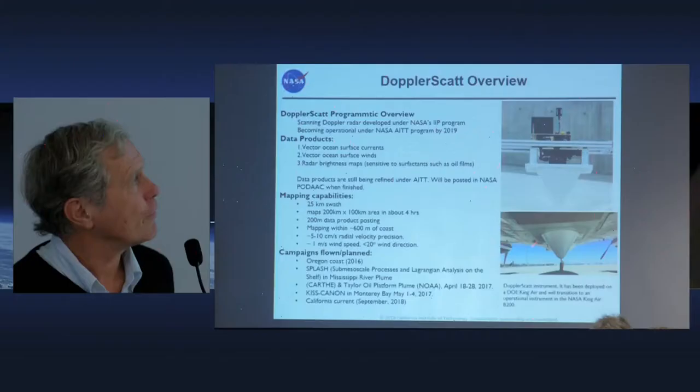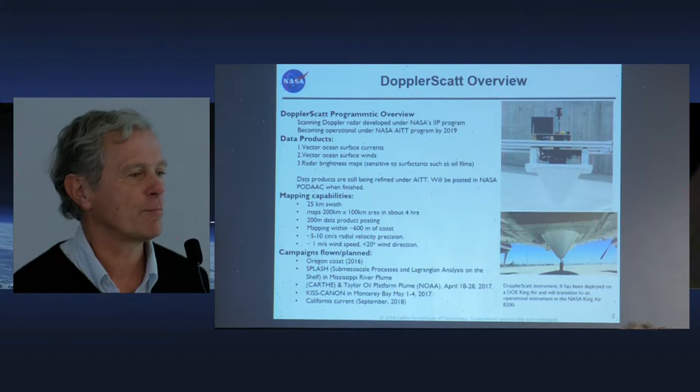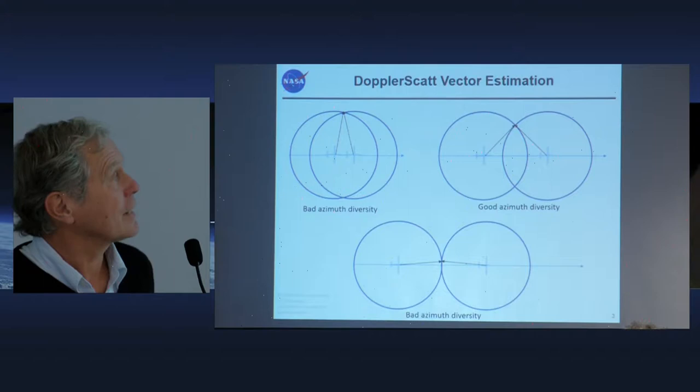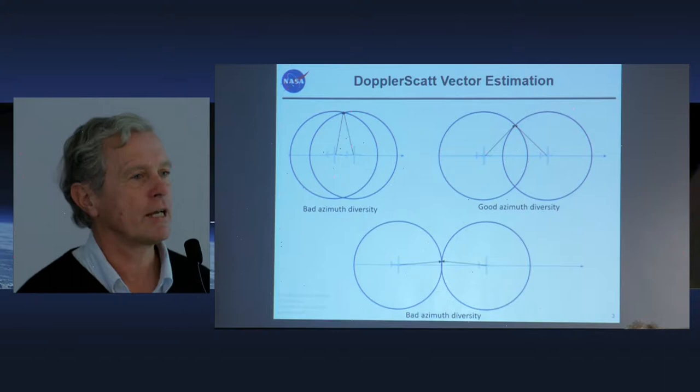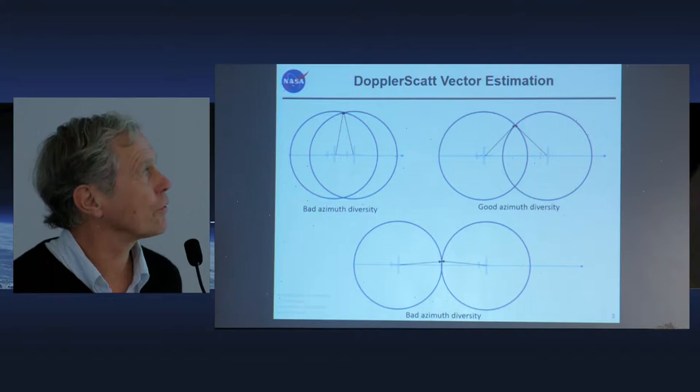So the first part of what I'll be talking about is what we have learned from this NASA instrument called DopplerScatt. It's a very small instrument, less than a meter by a meter. It goes on the bottom of an airplane, and it has a scanning antenna. Unlike the SAR instruments, and like SKIM, you scan around so that at any point on the ground you get to see it from two different positions. From those two different observations, you infer vectors, not just the magnitude of the currents.